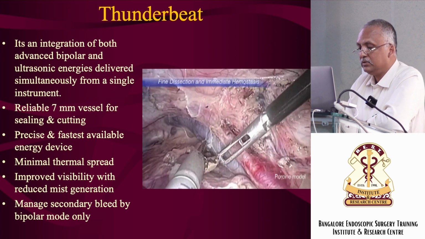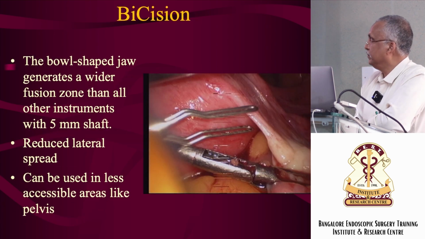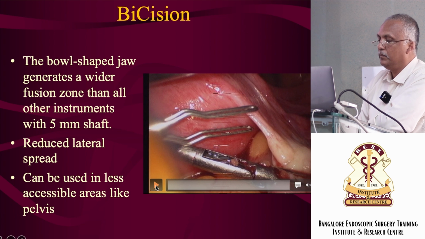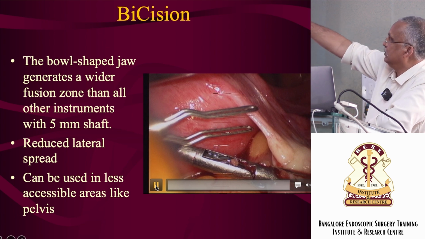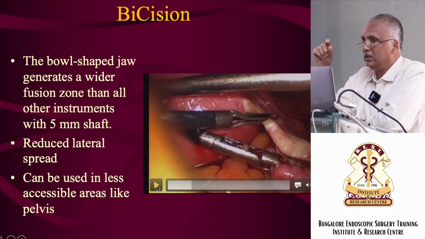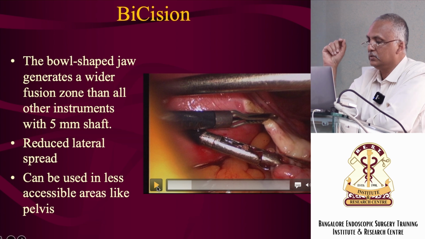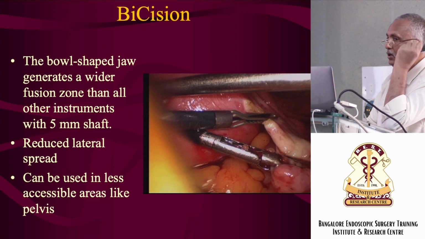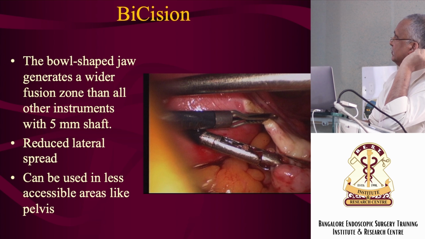So you have something called bicision. Bicision is similar to a bipolar but a much wider and bigger instrument. And here again there is a knife inside and it's a wide loop. So there is a little bigger amount of coagulation of tissues when you use a bicision. It is also called a tripolar instrument.